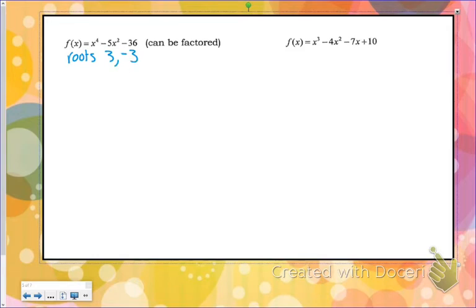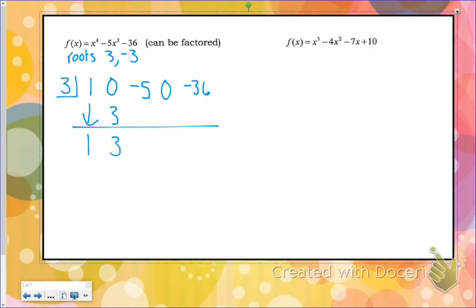So I'm going to do synthetic division like we did on the last problem. 3 is going to go in the box. My first coefficient is 1. Remember, I have to put 0 in because there's 0x to the 3rd, then negative 5, then 0 because there's 0 x's, and then negative 36. Bring down your first number, multiply and add, multiply and add. And what's nice about these, because we know 3 is a root, we know we're going to get 0 as a remainder. If you don't get 0 as a remainder, you probably made a little mistake somewhere in your division, so go back and double check.